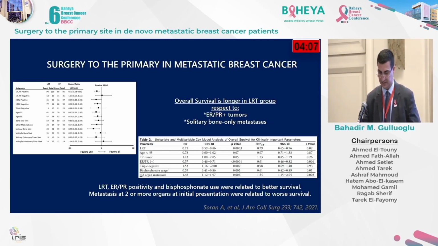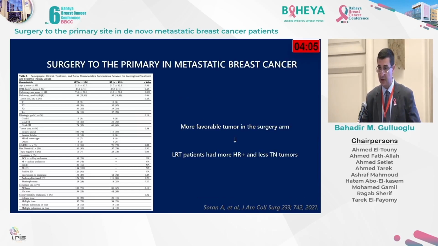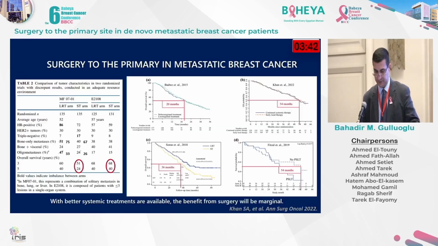So at the end, of course, it also has some limitations, because when you look, there's an imbalance between the two groups. There were more favorable tumors in the surgery arm, and when you look very carefully, the surgery arm had more hormone-positive tumors and fewer triple-negative tumors.